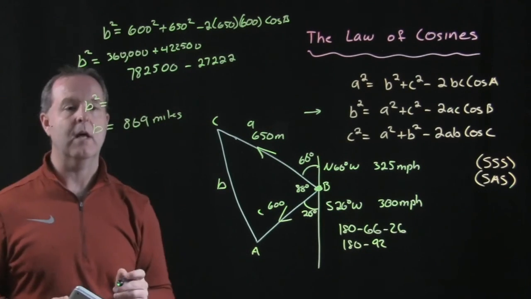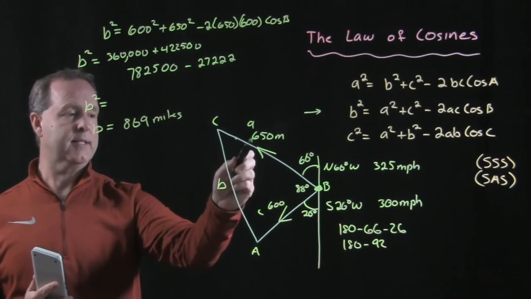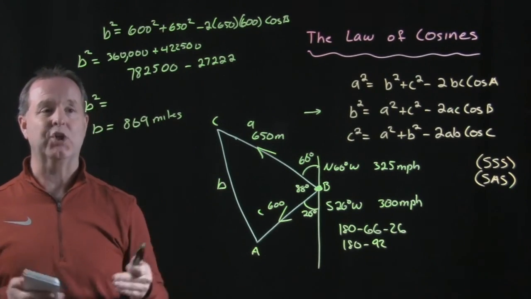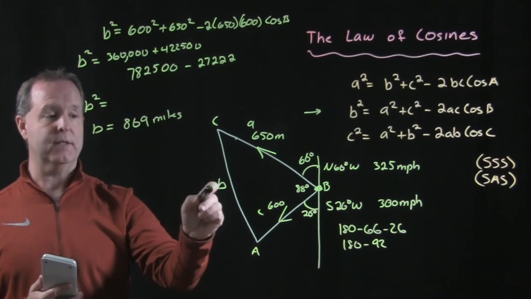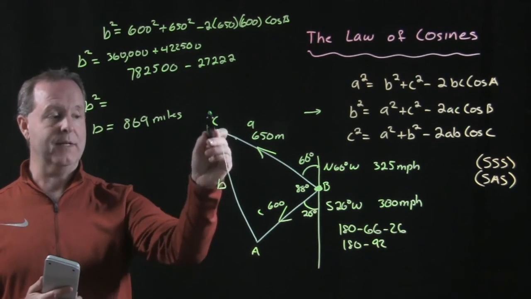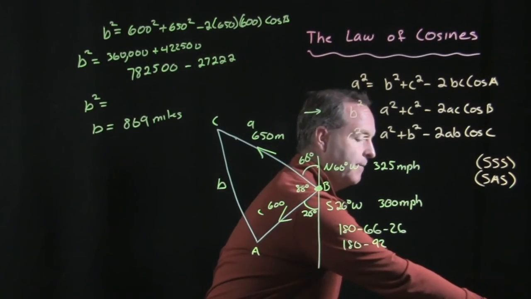So by the use of the law of cosines in this particular case, I was able to develop an oblique triangle that was a side angle side, which means I need to start with the law of cosines. And from that, I was able to find out in the first step what we were trying to solve. So these two planes, after 2 hours, are 869 miles apart.